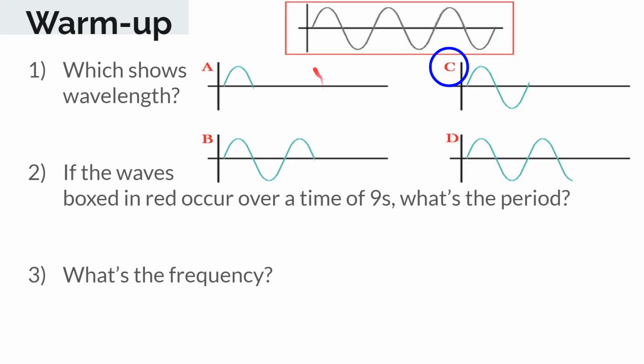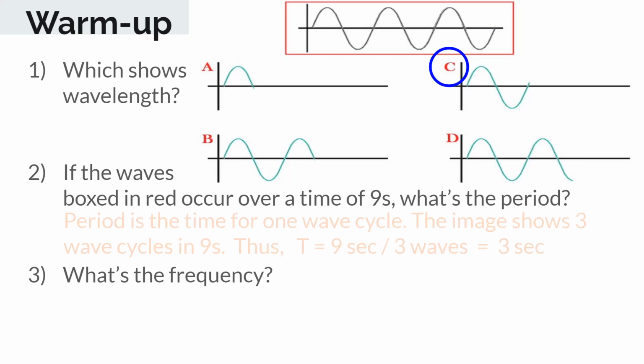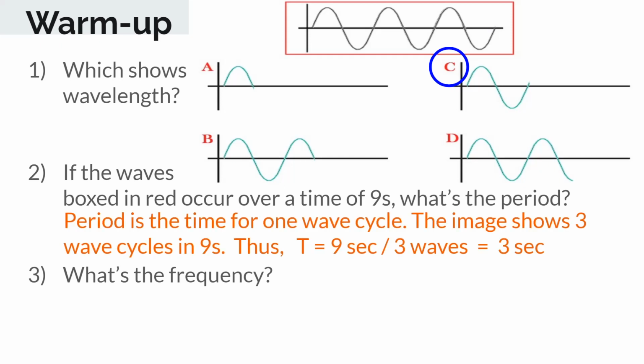If I take a look at the waves in this red box and I count them, one wave ends right here where my red cursor is. The second wave ends right here, again where my red cursor is. There are a total of 3 waves here. If it takes 3 waves 9 seconds, how long will it take one wave? 3 seconds, that's your period. So the answer to the second question is 3 seconds, and you can see exactly how we did that.